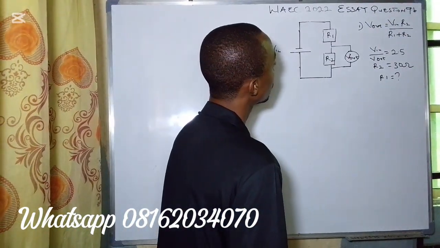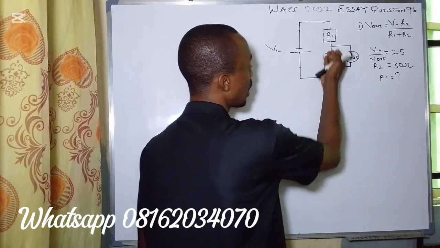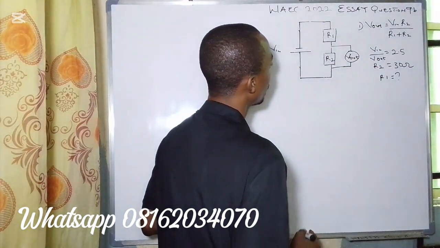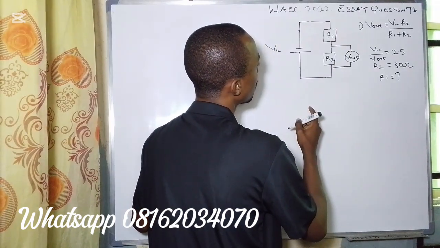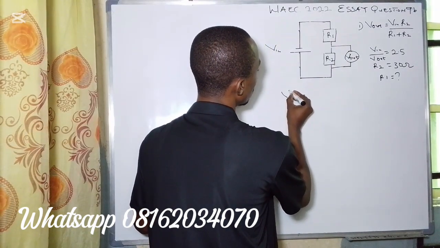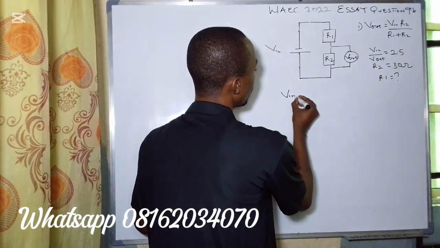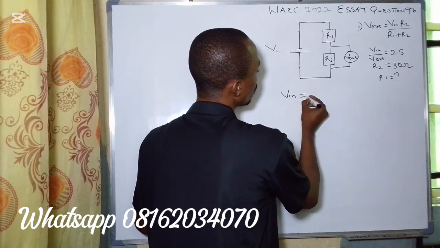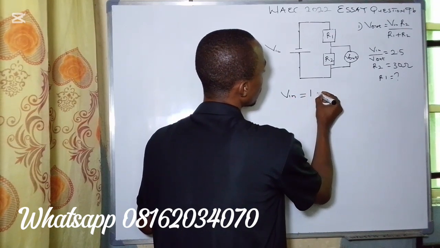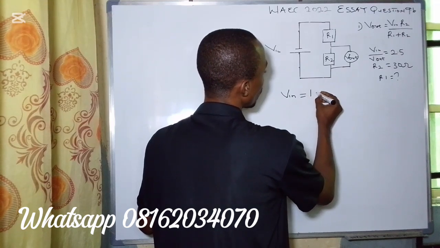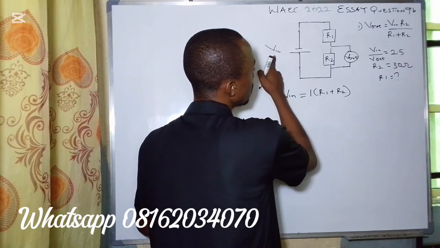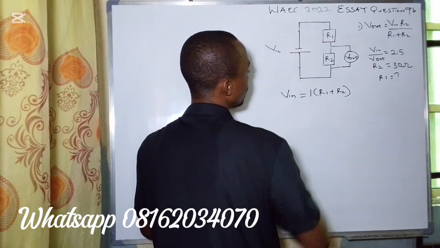So we are asked to find, first of all, what we have to show. Look at the diagram. This circuit is the path provided for the flow of electricity. Let's start from V in, because this is the potential difference. So this V in will be equal to I, according to Ohm's law, so we're going to have R1 plus R2.